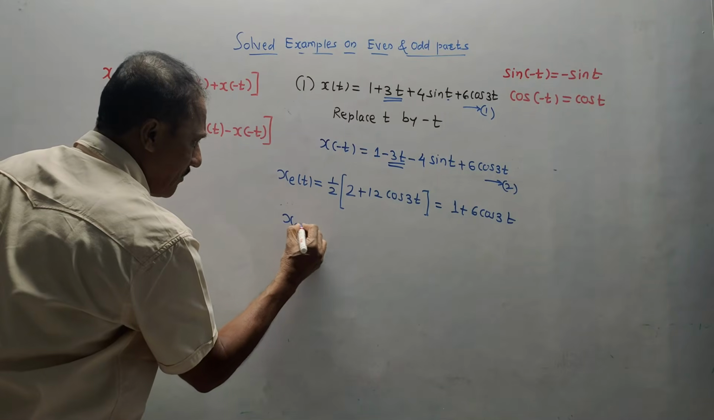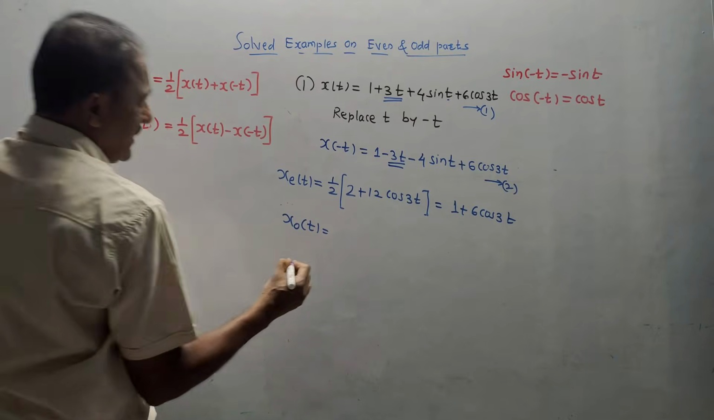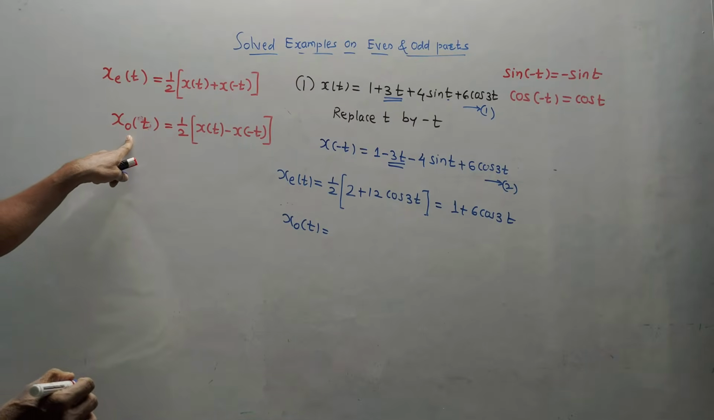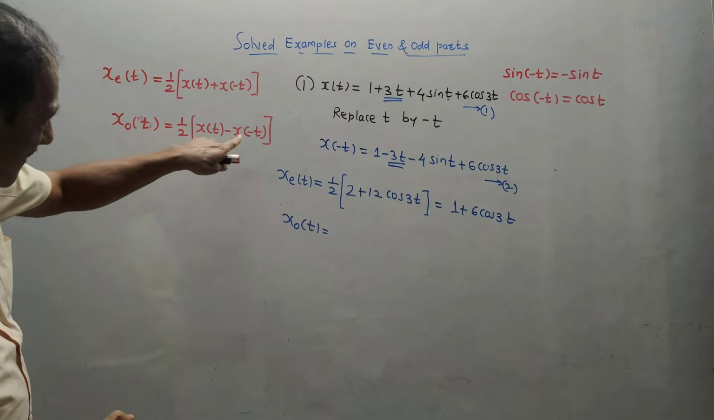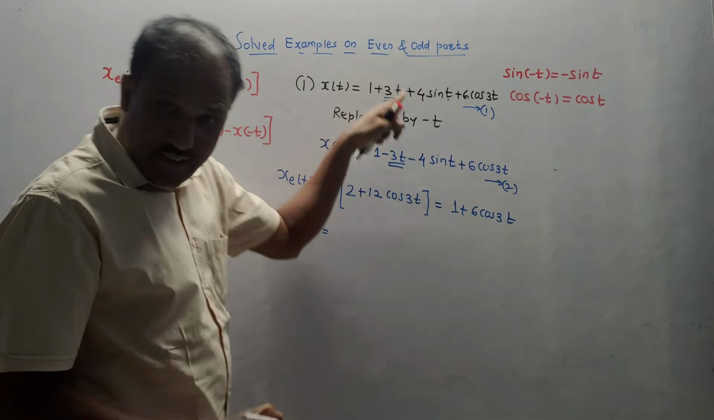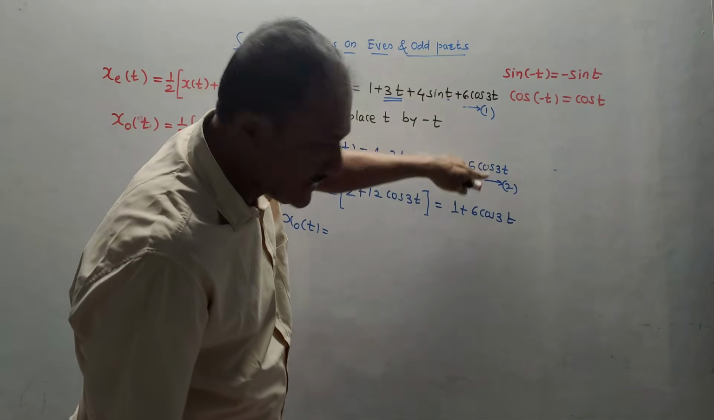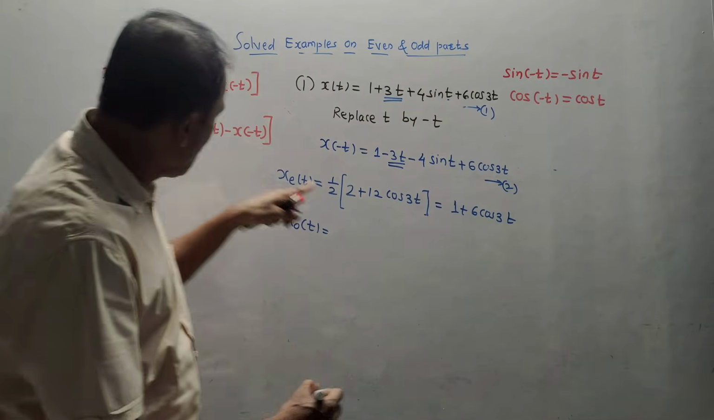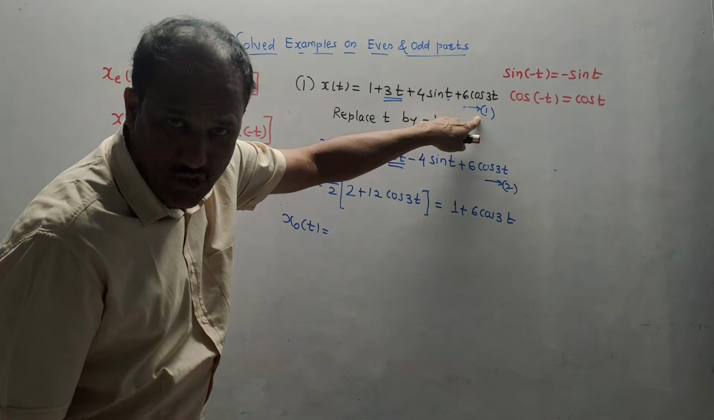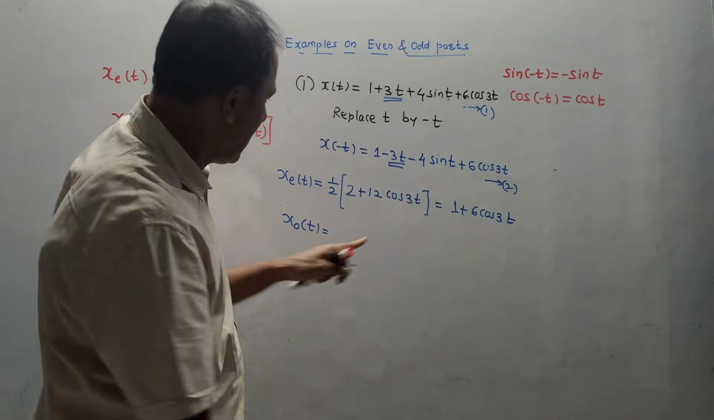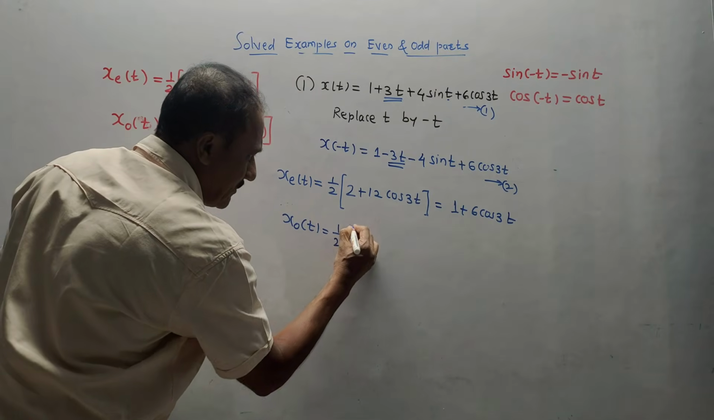Now calculate the odd part. Same procedure. I have to make use of the second equation. It is 1/2 [x of t minus x of minus t]. What we did in the first case, we added equations 1 and 2. In the second case, we have to subtract equation 2 from equation 1. Again, make the thing simple. Do the subtraction term-wise.